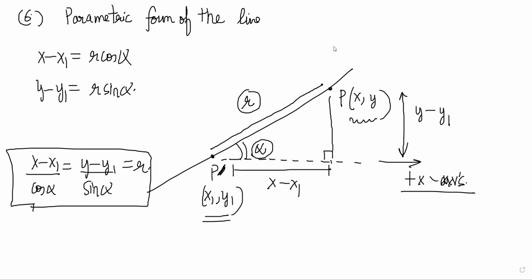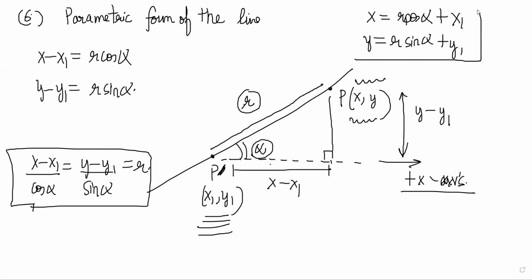The most important thing here is to represent this point in terms of x1, y1 and r and alpha. x1, y1 is a known point on your line. So now we can write from here x is equal to r cos alpha plus x1 and y is equal to r sine alpha plus y1. So that becomes the general idea for the parametric form of the line equation, right?